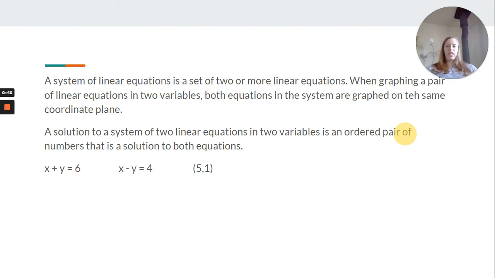So our two equations, x plus y equals 6, x minus y equals 4. So we plug in that ordered pair, 5 plus 1 is 6, 5 minus 1 is 4.